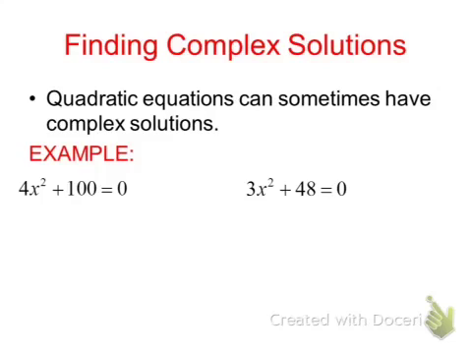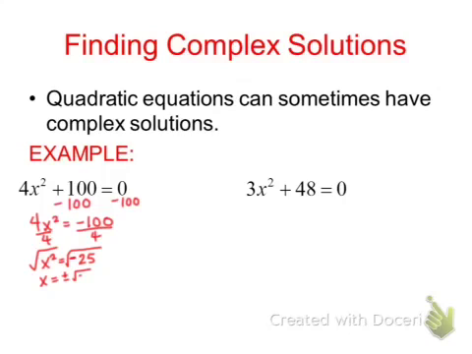So to do that, what I'm going to do is I'm actually going to start by subtracting my 100 from both sides. And you can see here where that complex solution is going to come in, because I end up with this. 4x squared equals -100. And when I divide by 4, I end up with x squared equals -25. I square root both sides, and I get x is equal to plus or minus the square root of -25.